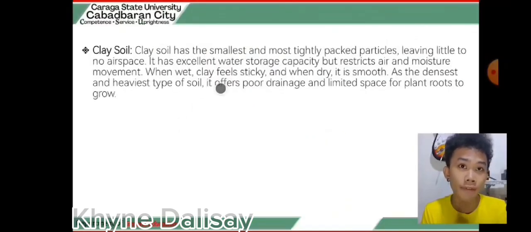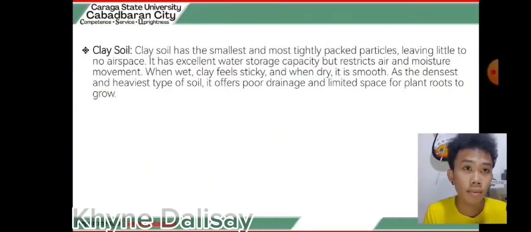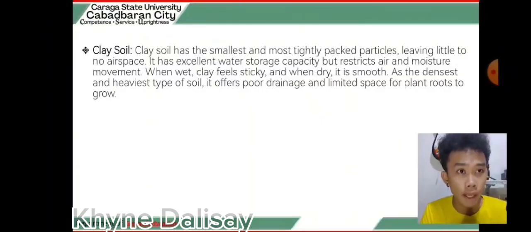And lastly, we have clay soil. Clay soil has the smallest and most tightly packed particles, leaving little to no airspace. It has excellent water storage capacity but restricts air and moisture movement. When wet, clay feels sticky, and when dry, it is smooth. As the densest and heaviest type of soil, it offers poor drainage and limited space for plant roots to grow.